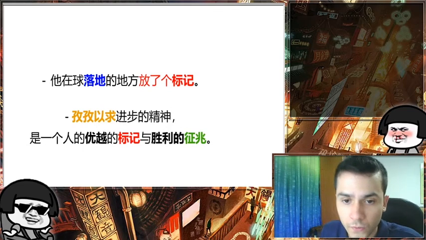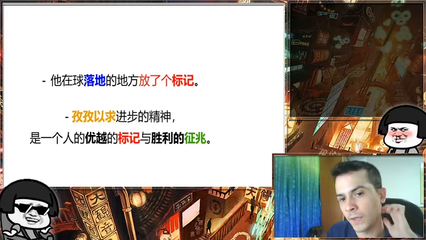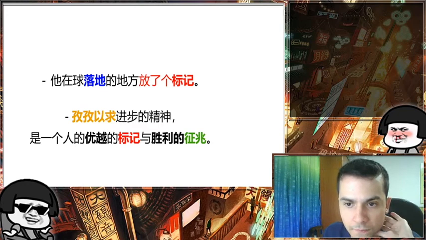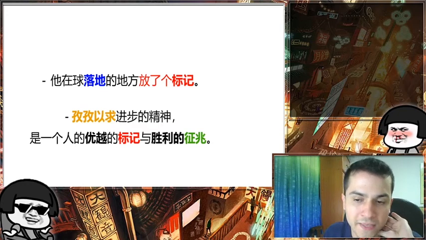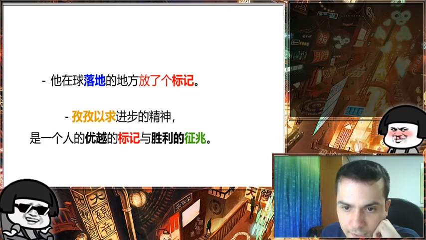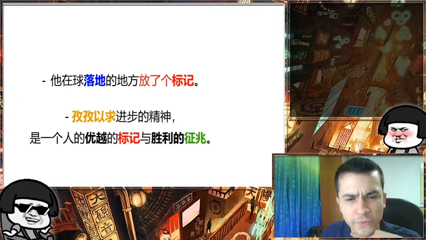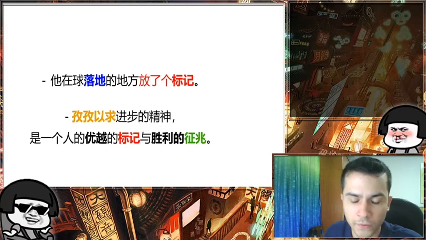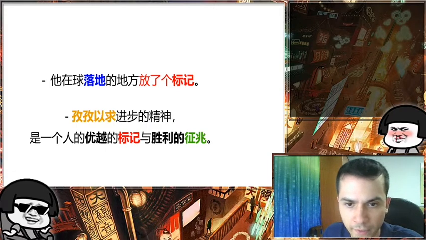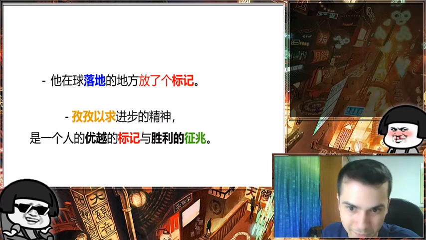Okay, so the first one, 他在球落地的地方放了个标记. Okay, so 放标记 means to make a mark, right? So here it says that he put a mark where the ball landed. Okay, this one is pretty easy. Now let's move to the second one, which is a little bit more complicated.